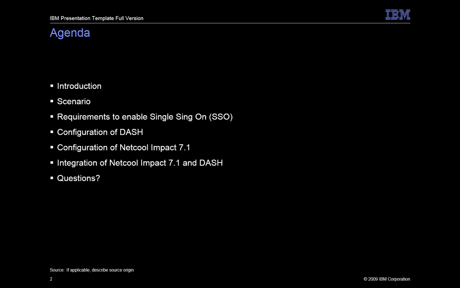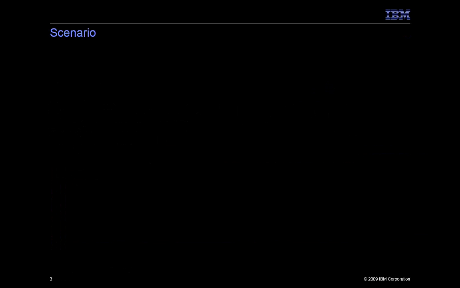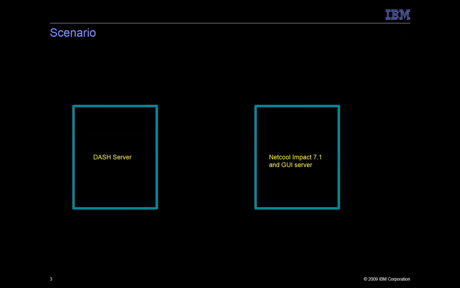Okay, so next we're going to jump to the scenario. The scenario we're going to work on is I'm going to have my Dash server, and then I'll have my Impact server with the GUI server running on another machine. Then what we're going to do is the integration between those two. Okay, so what I want to do at the end of this is display my Netcool Impact server on the Dash server.